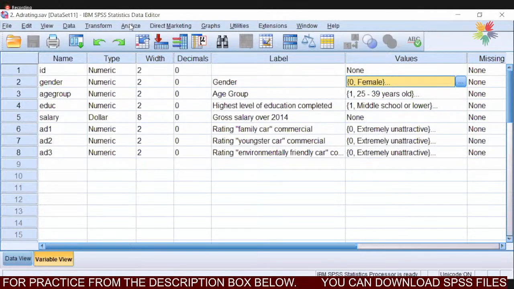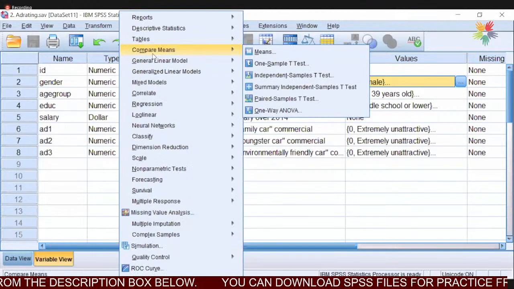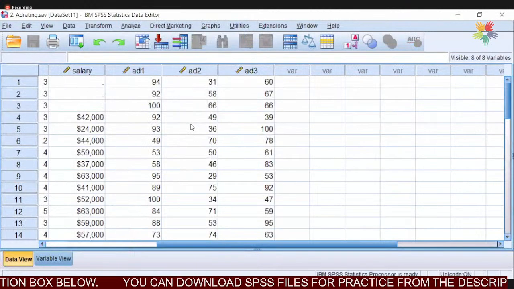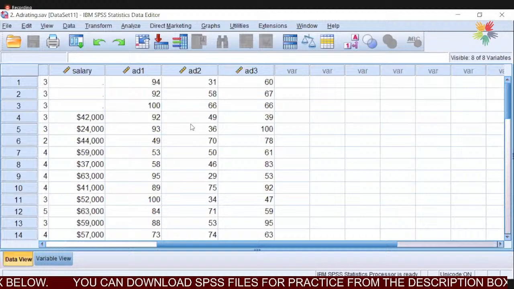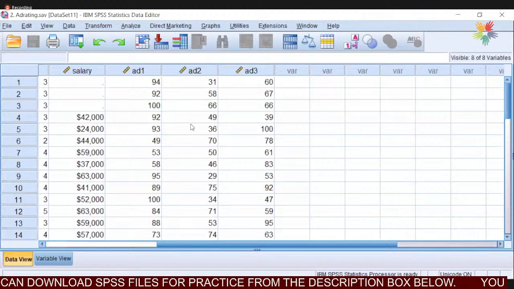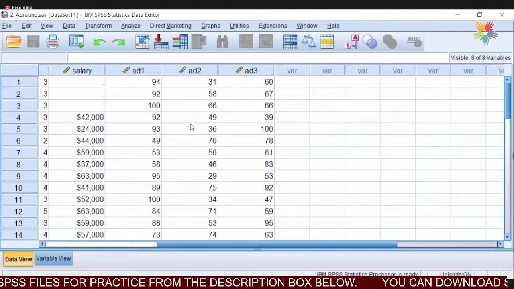Now, three advertisements. Let us see the data. Three metric variables; we are going to find the mean and compare. Same thing, but I am going to tell some new points. Same thing, comparing the three means.